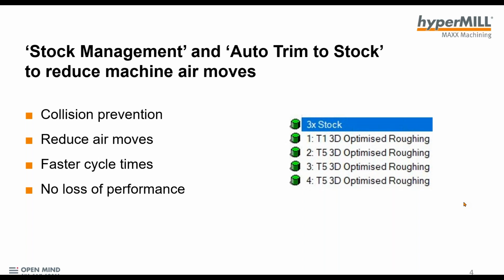So the first thing, stock management, it's a really important feature for any CAM system, not only to reduce air moves, but for collision prevention also. Creating a stock chain within hypermill is really easy and powerful, and once the stock is created, it's referenced against the toolpath, but stored outside of the session. Now, the benefit of this is that the speed and performance, especially when working on a project with lots of models, is not affected. hypermill also has the ability to trim toolpaths to the remaining stock material. So this reduces air cutting and therefore gives faster cycle times on the machine.